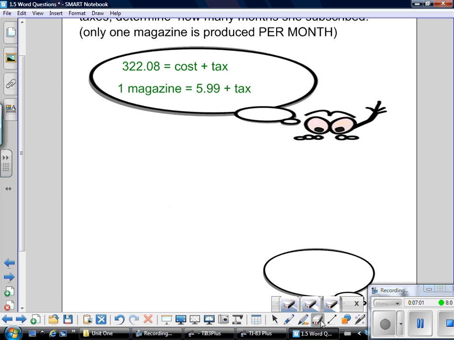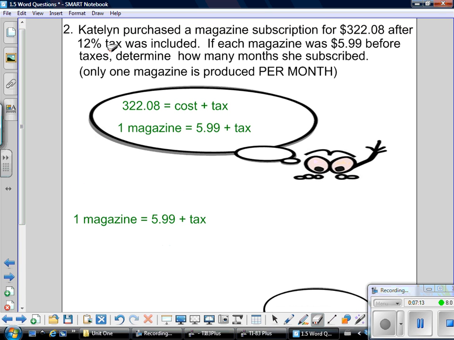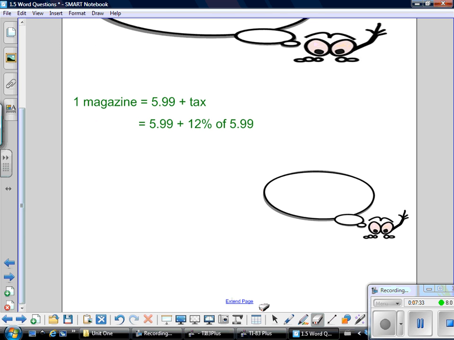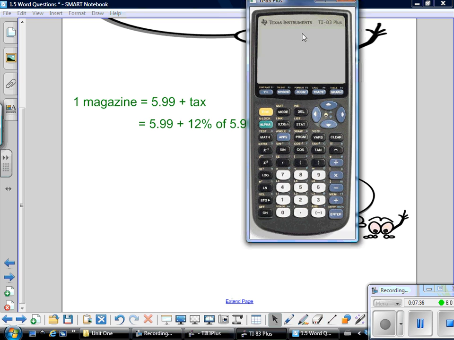So I know that one magazine, the cost of it is going to be $5.99 plus tax. I'm told that the tax is 12%. So that's the next thing I'm going to deal with. So the one magazine is going to be the $5.99 plus 12% of the $5.99. Now I need to calculate 12% of $5.99. Now if you remember how you do that, so I'm going to bring up my calculator again.